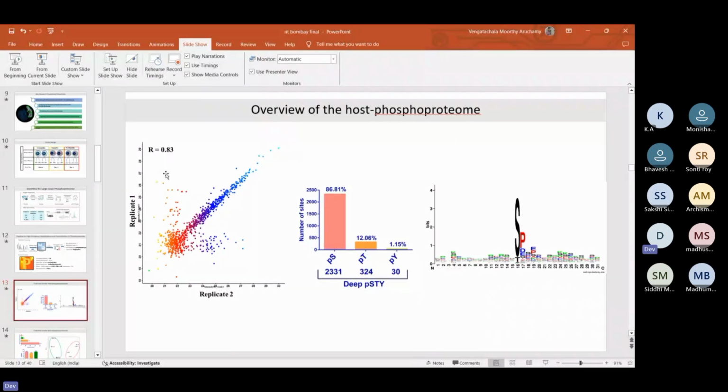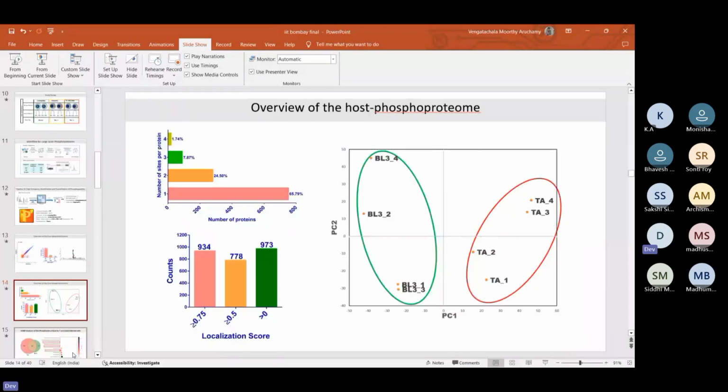Now coming to the identification of different phospho-STY sites, 86% of the identified phosphoproteome belongs to serine, followed by T and Y. And this web logo represents the same thing that we have represented here by bar graph, that S phosphorylation is quite prevalent as compared to the other two modifications.